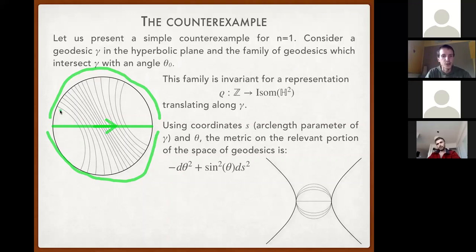Basically the image of this family of, this is now a picture of anti-de Sitter 1 plus 1 space, but just think about it as the space of geodesics. The image of this family of geodesics is just a curve like this, okay? So this is, of course, Lagrangian because in dimension 2, every curve is Lagrangian.